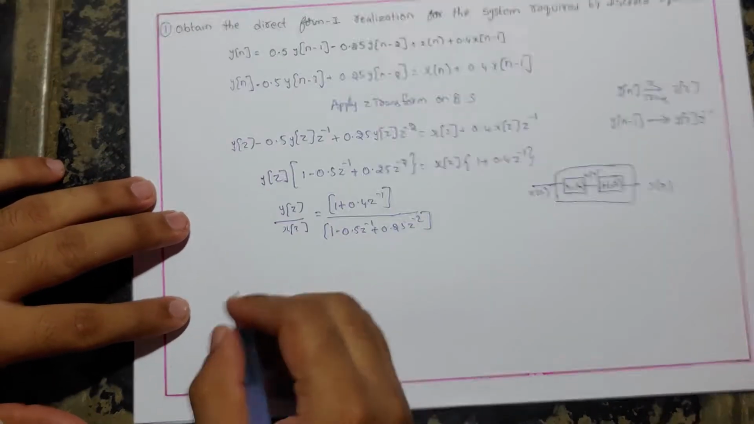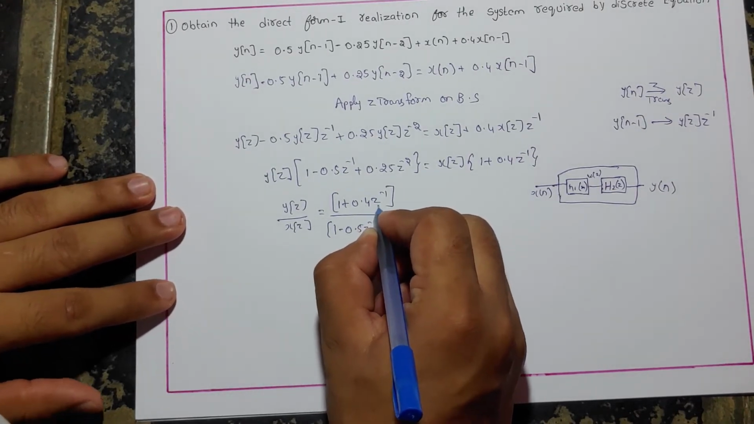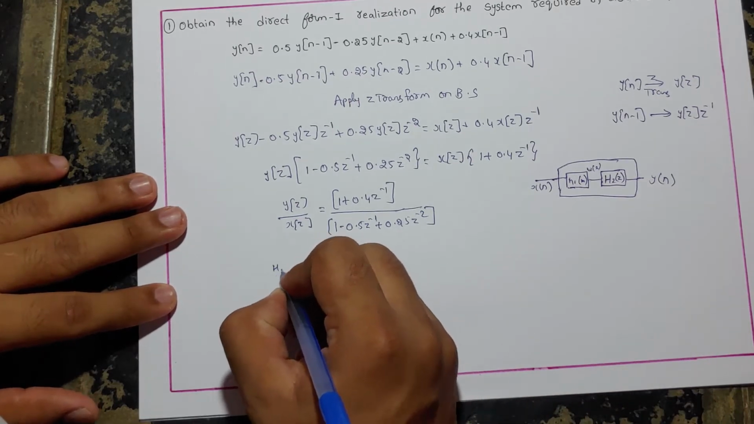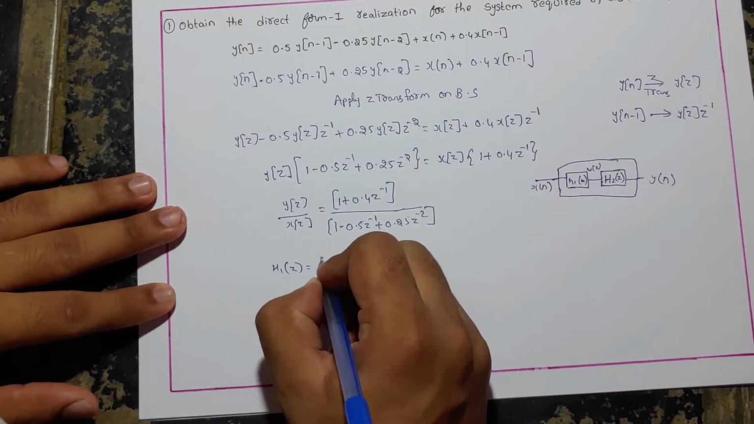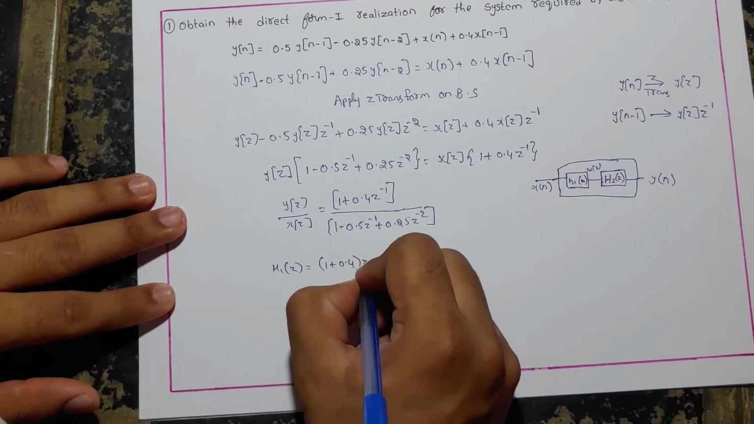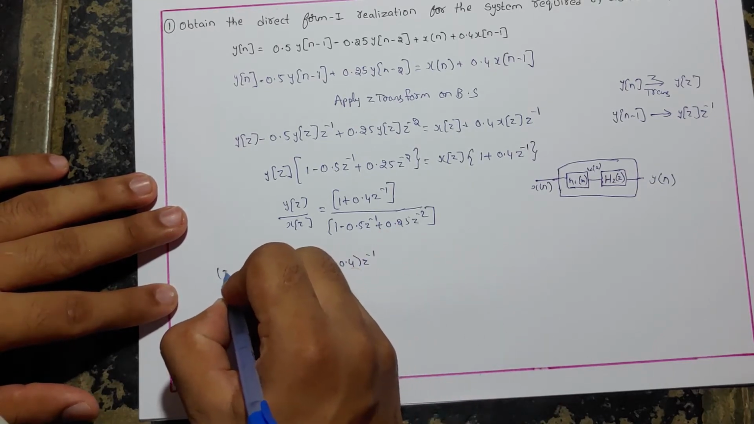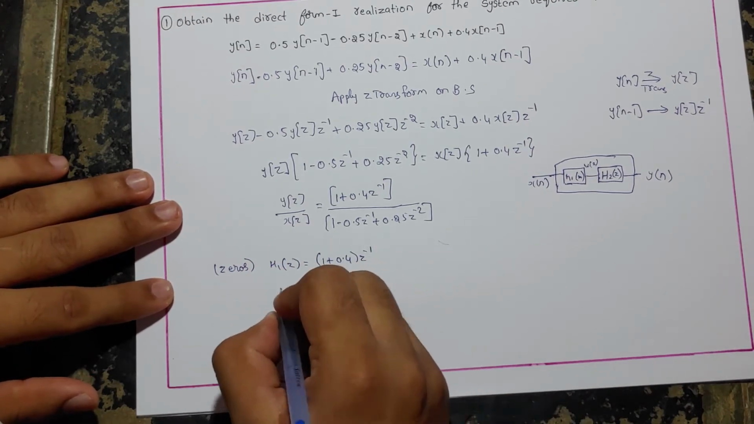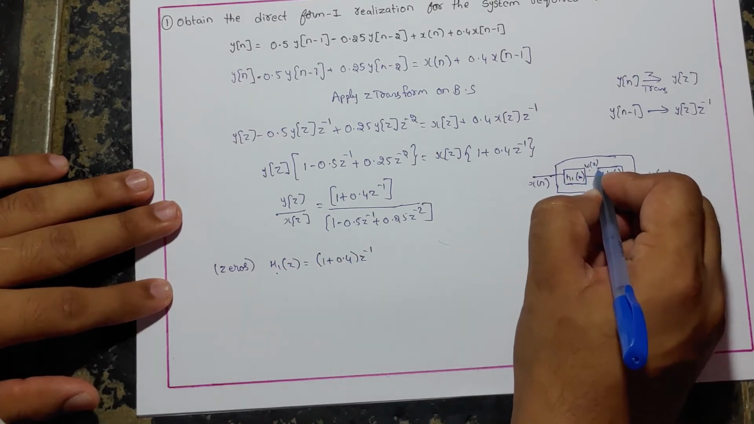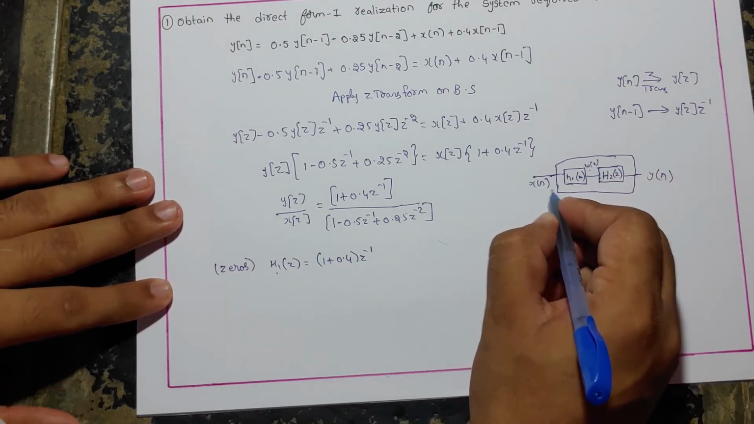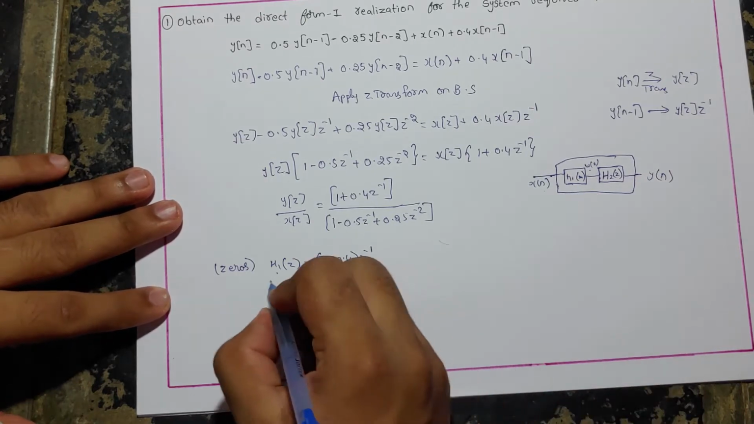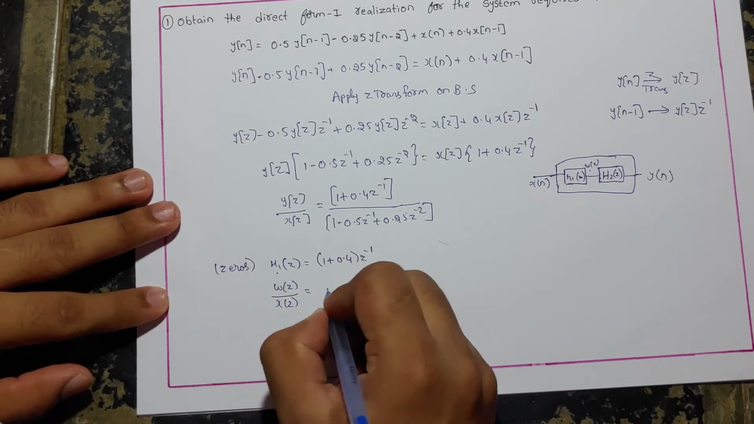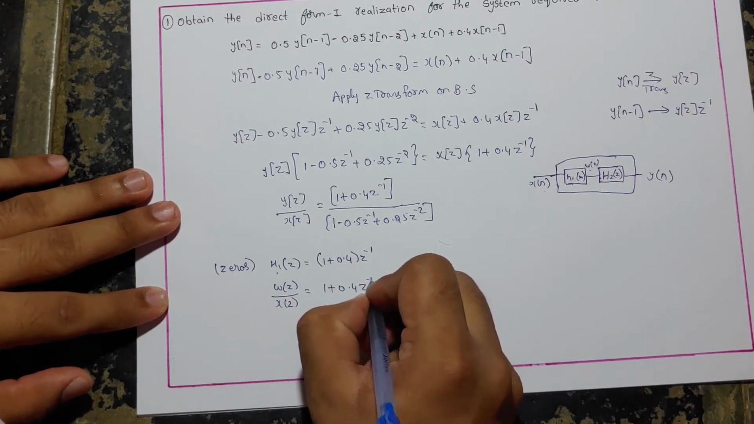In direct form 1, the numerator part is known as zeros and it is represented by h1 of z, that is h1 of z is equal to 1 plus 0.4 times z power minus 1, where these are called zeros. Here the output is w of z and the input is x of z for the h1 of z system. So let us write it: output by input, w of z by x of z, is equal to 1 plus 0.4 times z power minus 1.